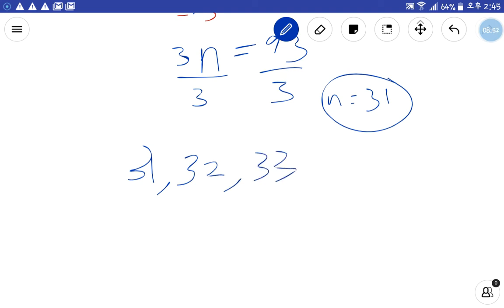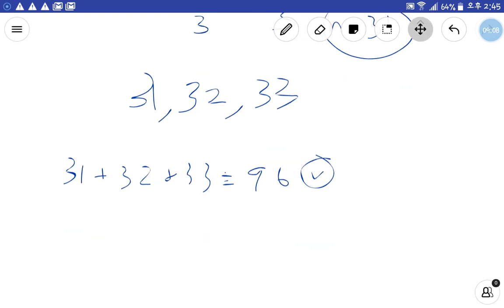Okay, so let's check it out. If you are adding 31 plus 32 plus 33, what is this? 96? Yes, it is. So I can say my answer is reasonable because the sum of these three numbers is 96.